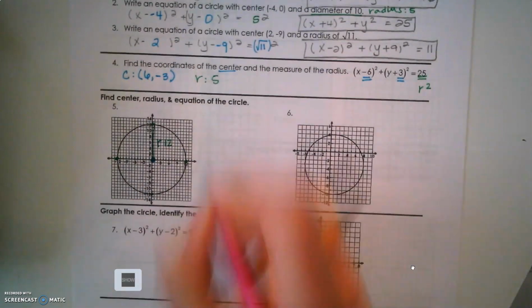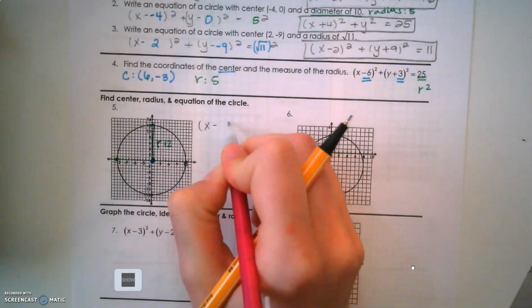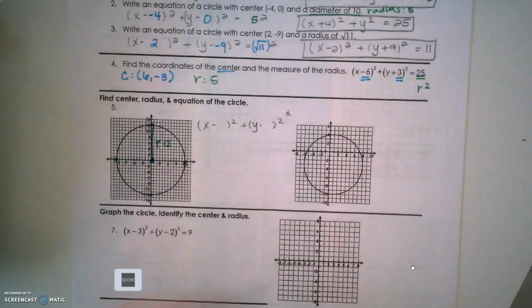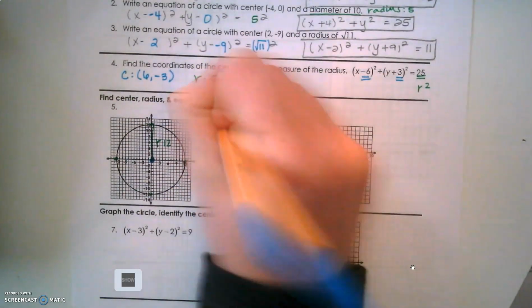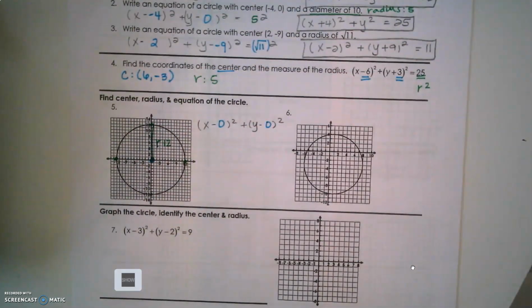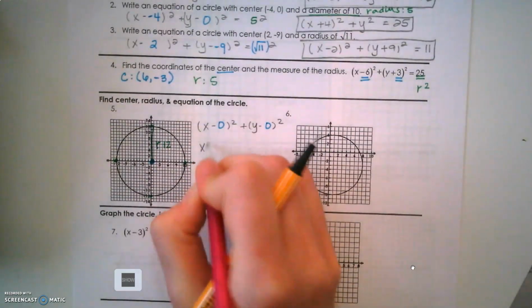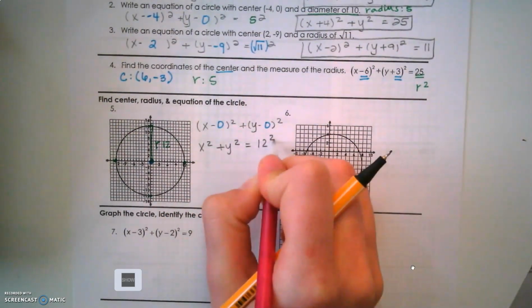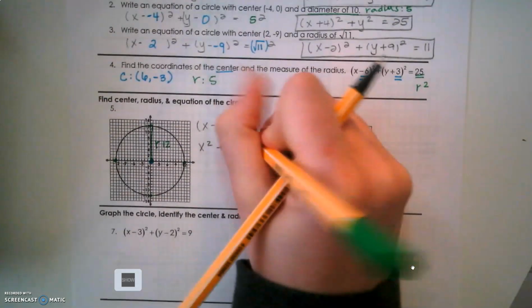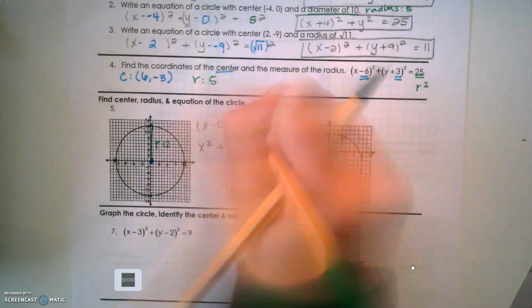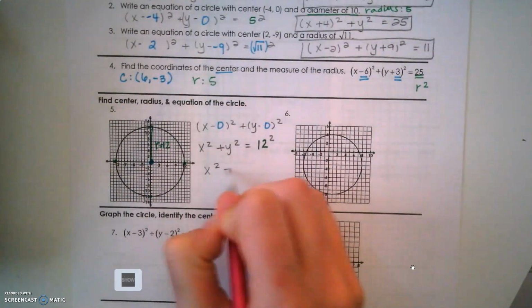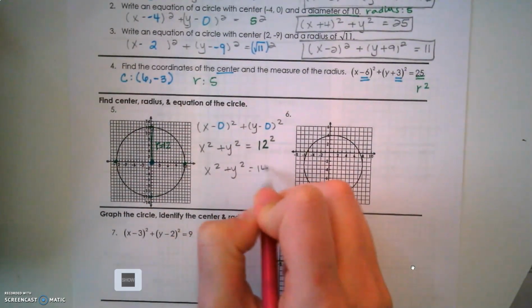So I'm going to write that template again. So (x minus h) squared plus (y minus k) squared. So this is at 0, 0. That's my center. So I'm going to simplify that to be x squared plus y squared is equal to 12 squared, because that's my radius. I'll put that in a different color for us. That's the radius we found here to be 12. So the simplified equation here is x squared plus y squared is equal to 144.